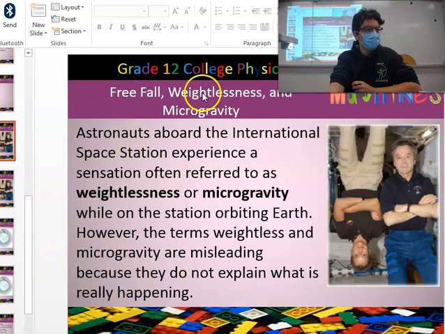We have free fall, weightlessness, and microgravity. Now, usually if you see astronauts on the International Space Station, a lot of people say, oh, they're weightless on there because they're floating around. But that's really a misleading term. Because remember what weight actually means. Weight means the force of gravity that acts on you.